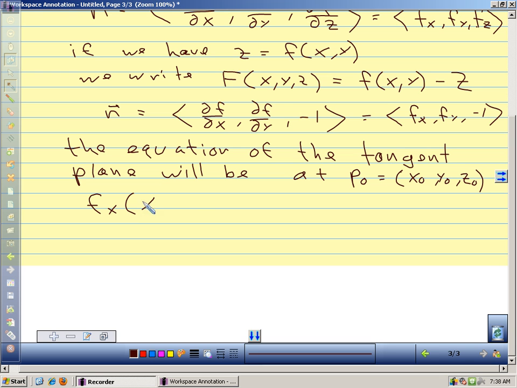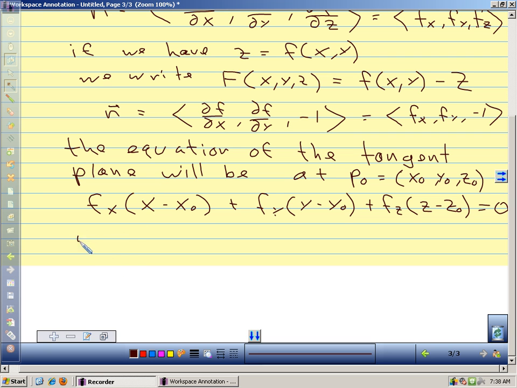f sub x times x minus x0. This is our standard equation of a plane. Plus f sub y times y minus y0, plus f sub z times z minus z0 equals 0. So this will be the equation of our tangent plane.